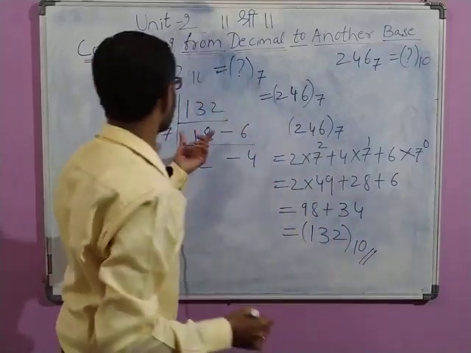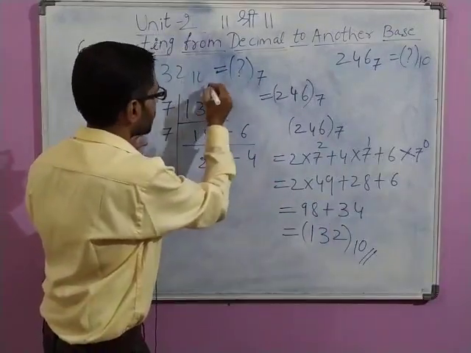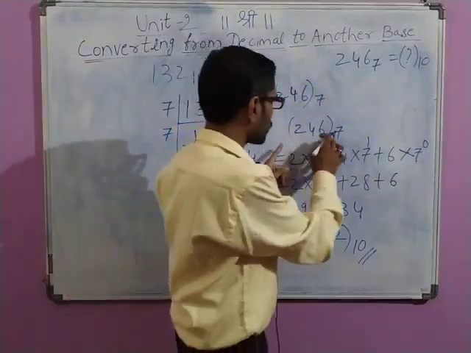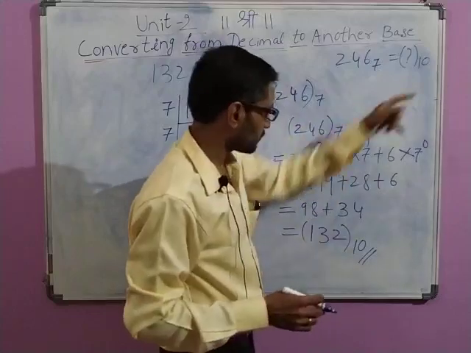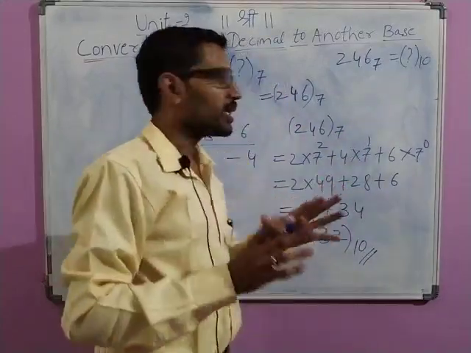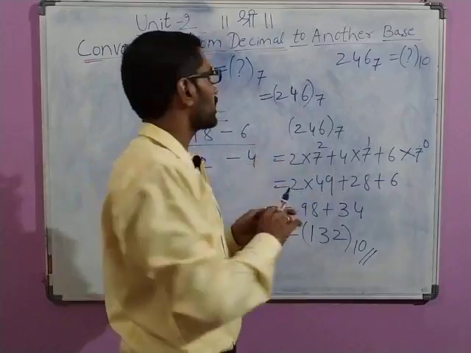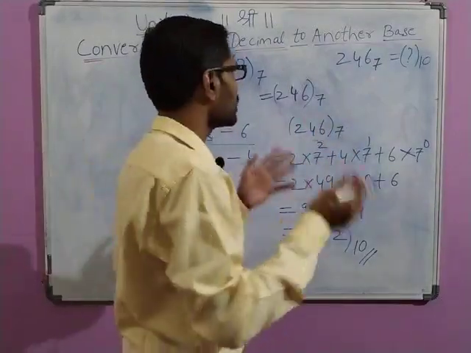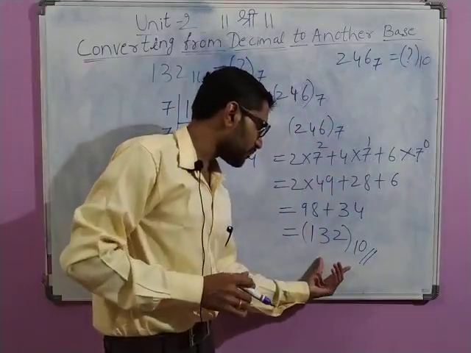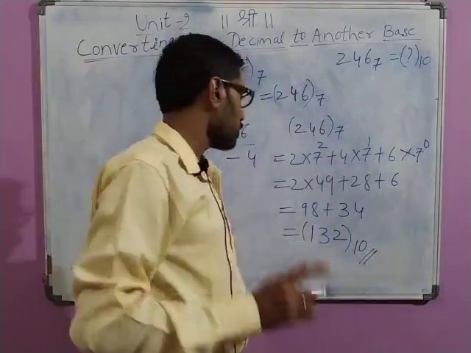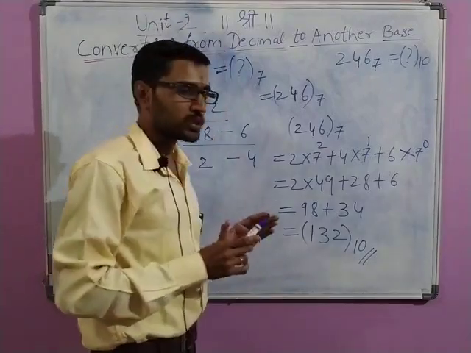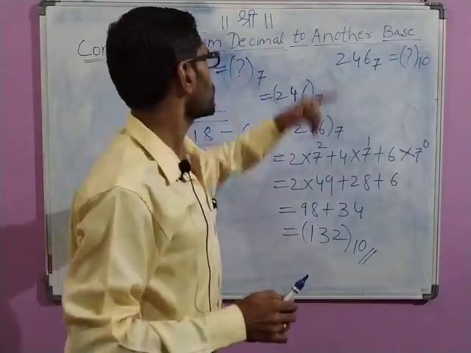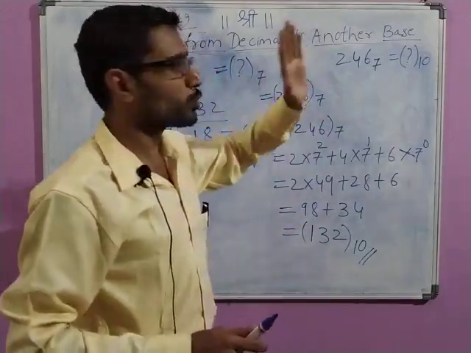And what answer have we got here? When we converted 132 to the base 10, we got the result 246 to the base 7. And the same 246 to the base 7, if you convert into decimal, gives 132. So you can take your own example and convert from decimal to binary, decimal to octal and so on, or take the reverse procedure and check whether you have got the correct answers. You need a lot of practice for this, so take your own numbers and practice. This is how we can convert from decimal to another base.